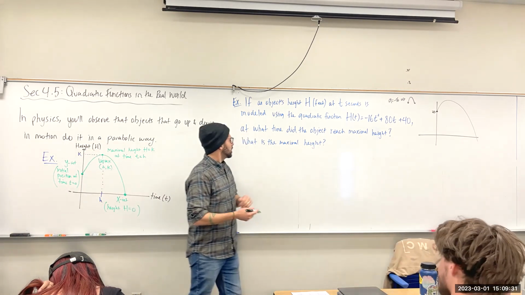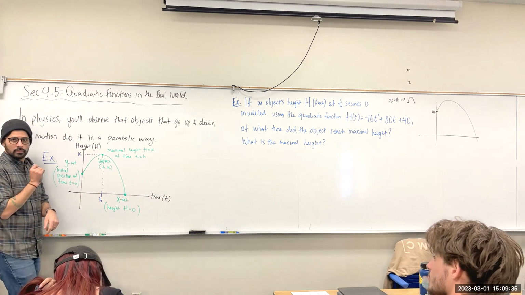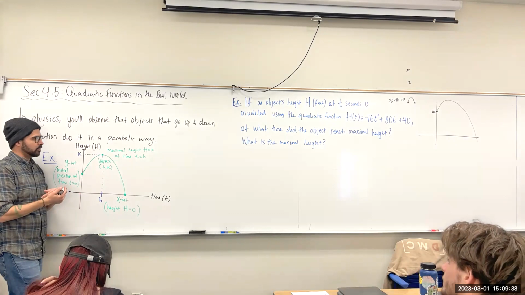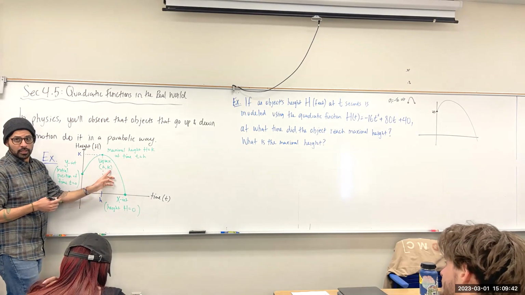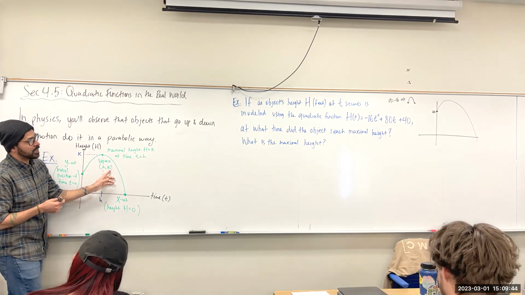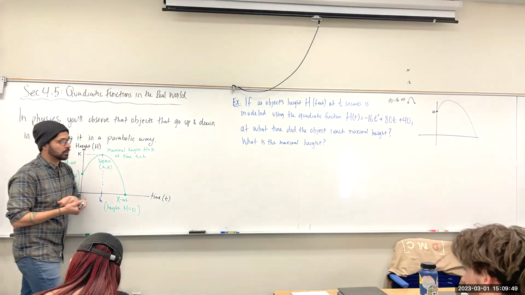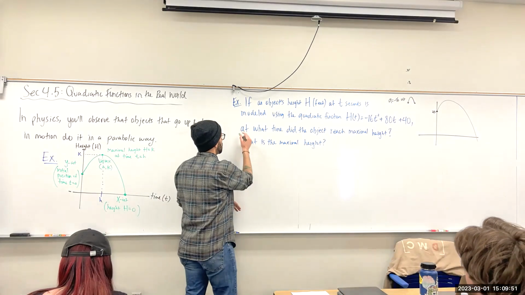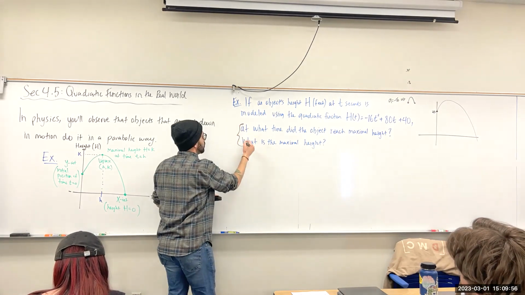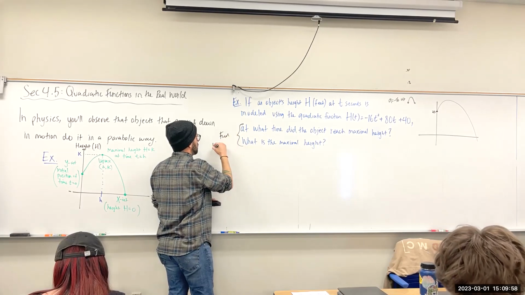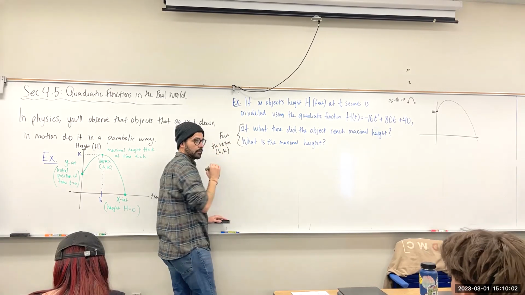What about the second question? What is the maximal height? Which of these three will help us do that? The vertex. The maximal height is going to be the y coordinate of the vertex, and the time that it happens at is the little h. So to answer these two questions, we need to find the vertex, little h and little k.